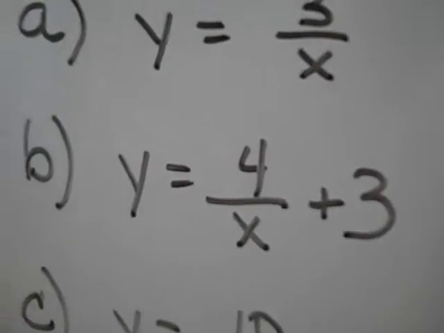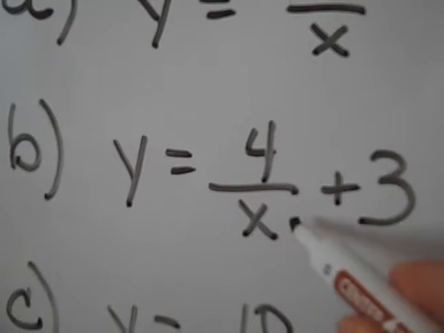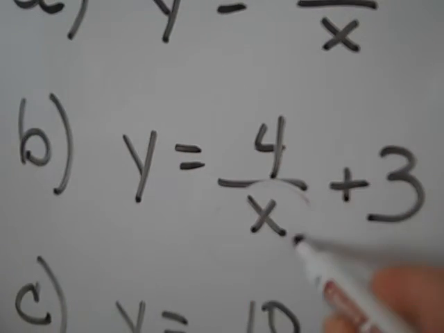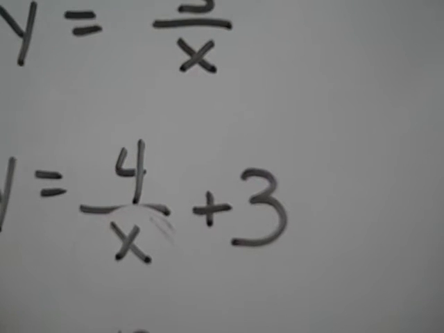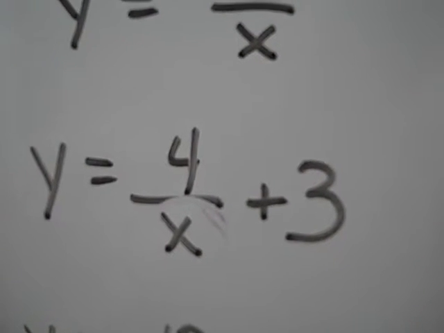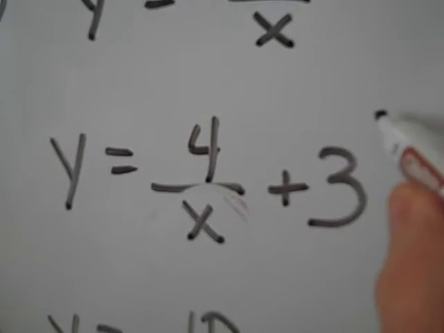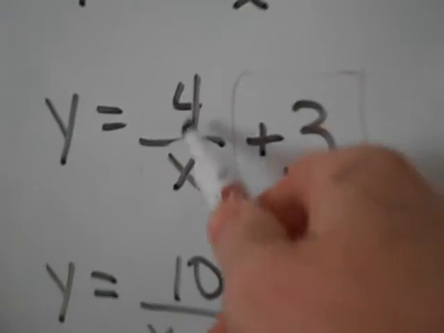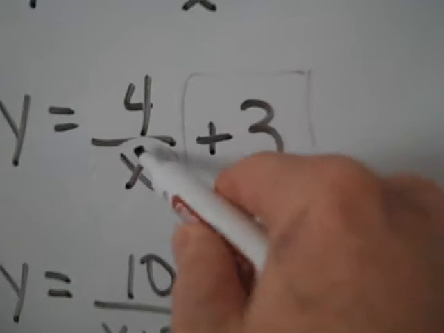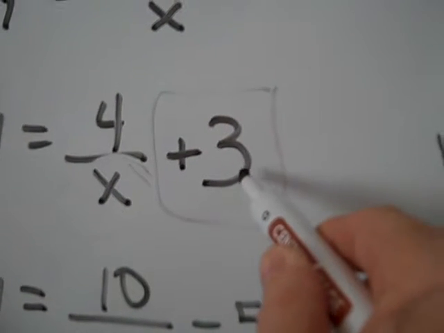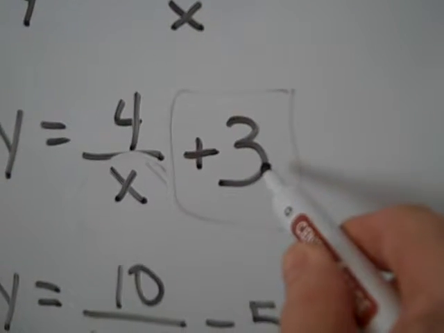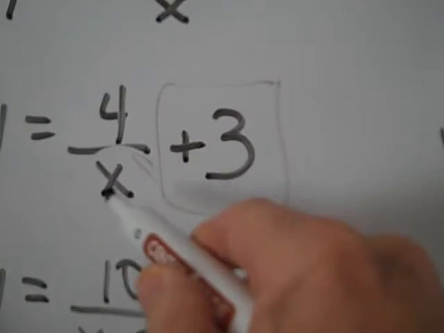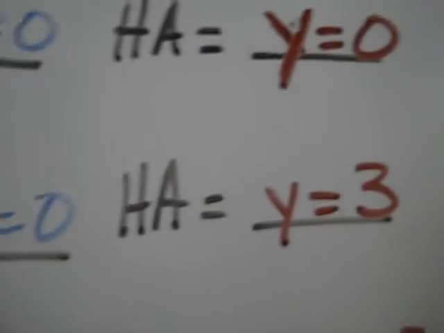Now when we come down here to letter B, same thing for your vertical asymptote. You got your x equals 0. Your horizontal will always be y equals whatever's added on. Again, this can't be 0, so therefore there's no way we could have a y value of 3. It's impossible. It would have to be 0 plus 3. So that's why it's y equals 3.